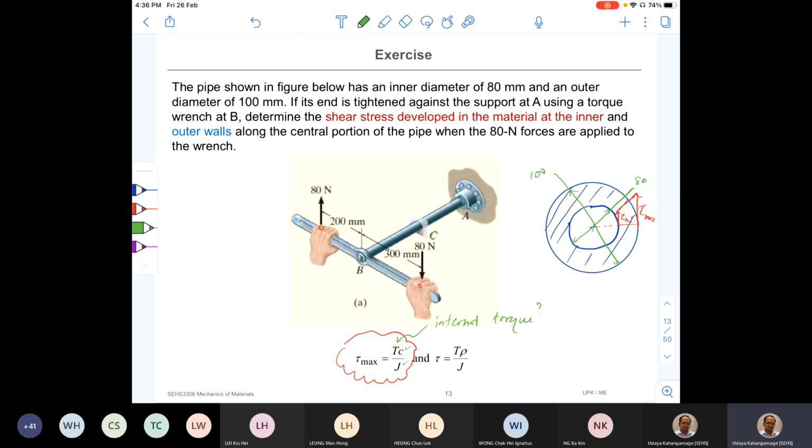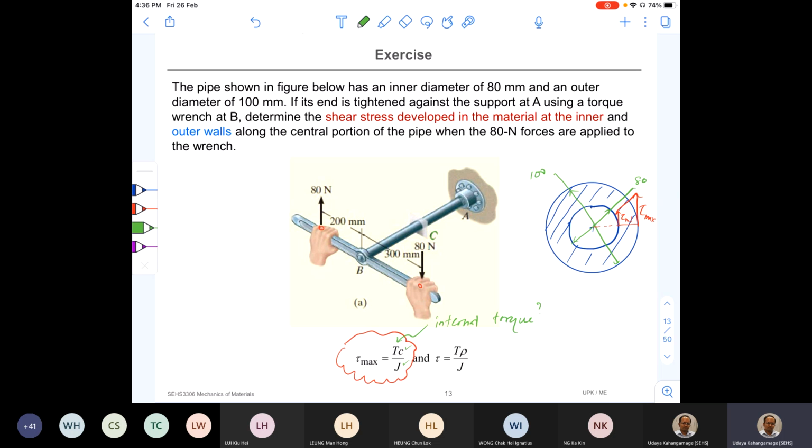If you want to find the internal torque at C, then we need to cut this member at C, take the cut portion out, and draw a free body diagram. Using the free body diagram, you should be able to find the internal torque.